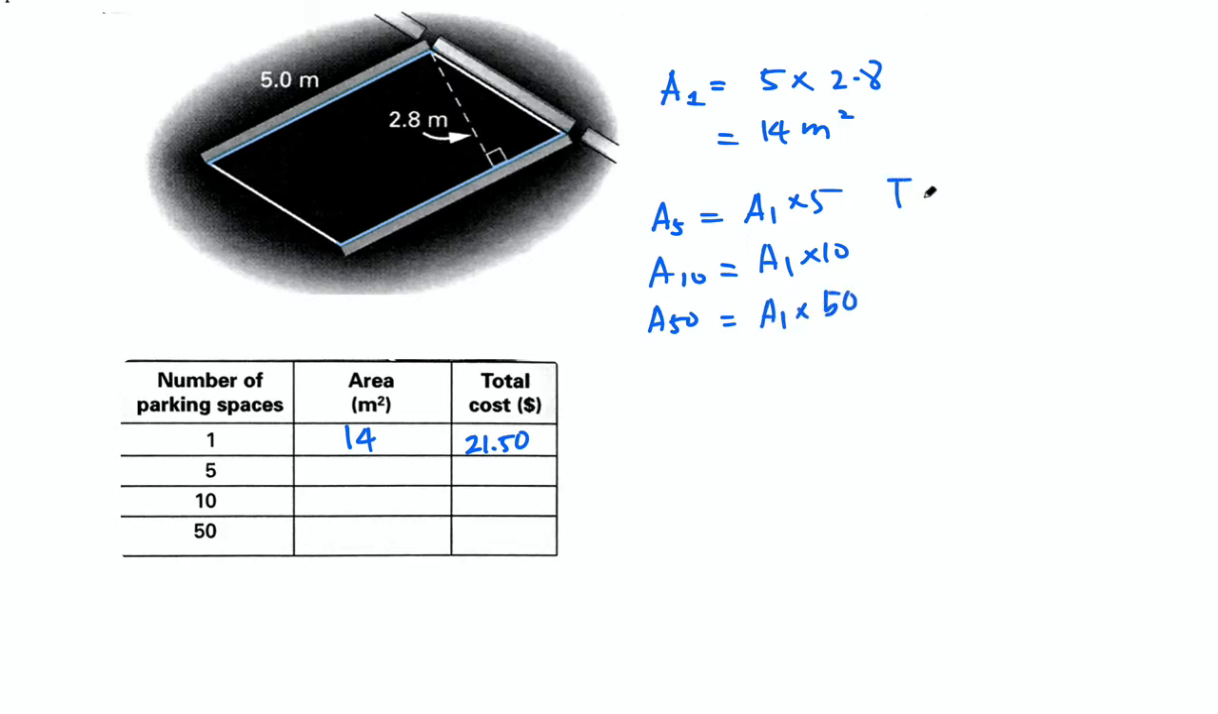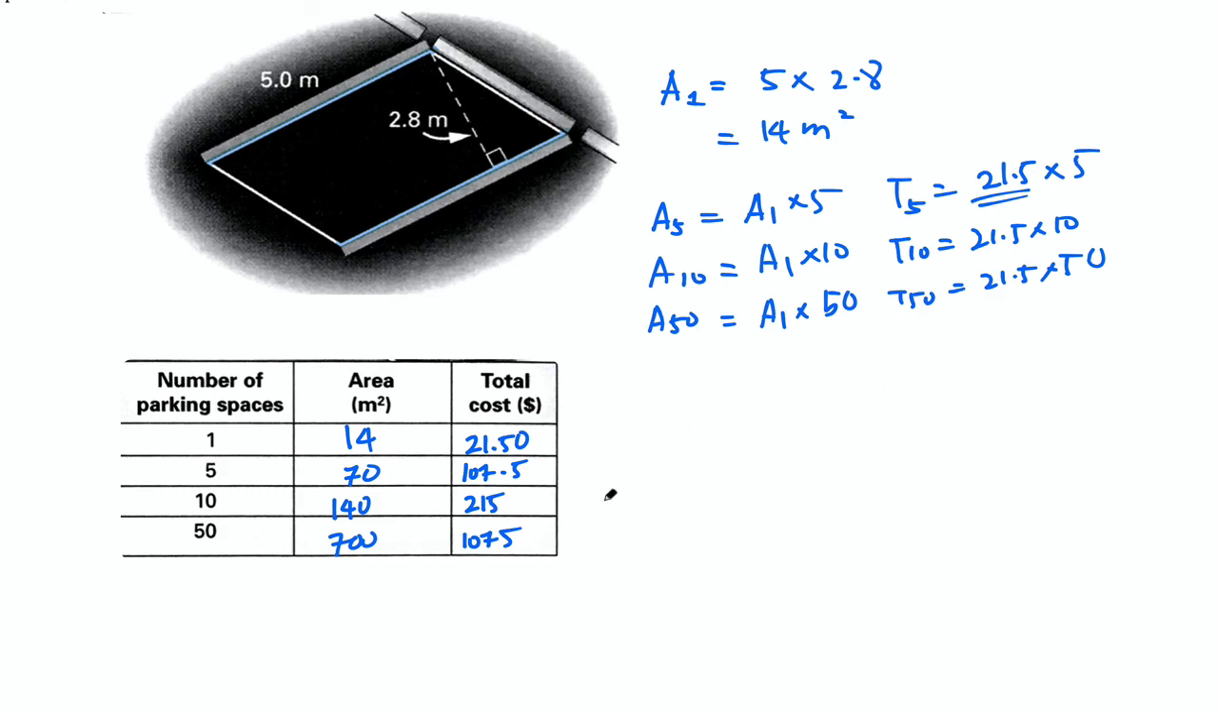As for the total cost, the cost for 5 parking spots will be $21.50 times 5, because this is per parking spot, and if you have 5, you have to multiply by 5. For this one, we're multiplying by 10, and for this one, we're multiplying by 50. You end up with these values here.